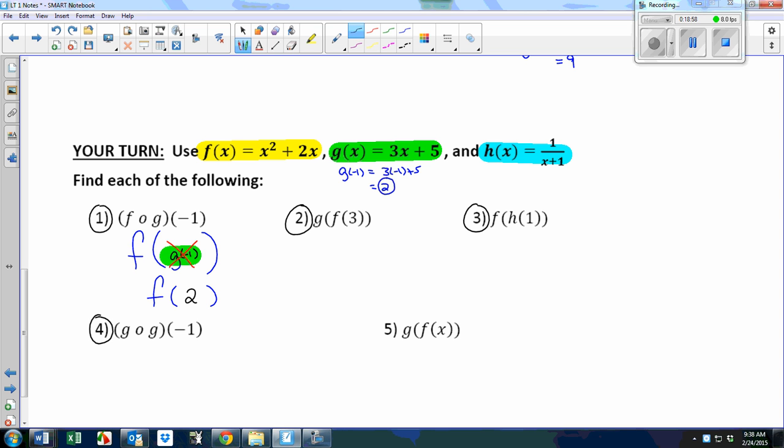So now the directions are saying take your 2 and put it into f. So go up, find the function f, and put a 2 in for the domain value. 2 squared, 4, plus 2 times 2, 4, plus 4 gives you 8. All right. Hopefully that'll help you get in the right direction on number 2, 3, and 4.